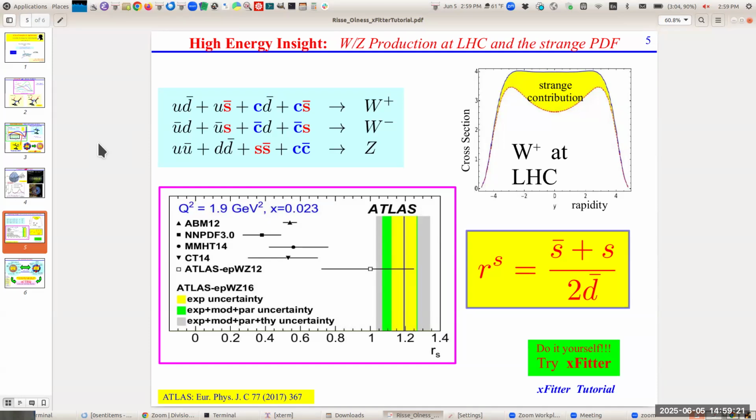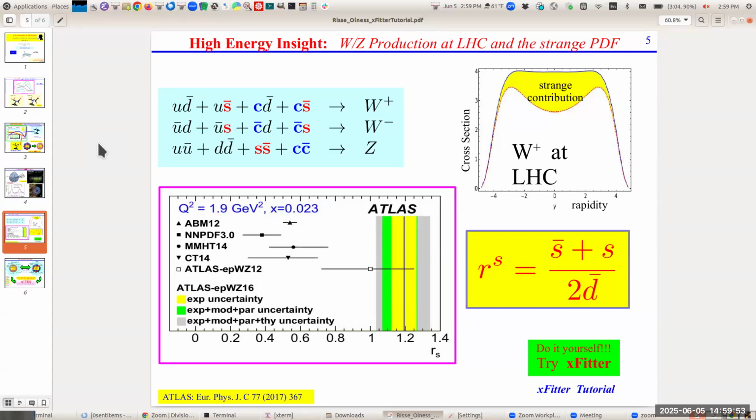And here's a cartoon of the strange quark distribution for the W plus rapidity versus the LHC. And here is a ratio. It's the ratio basically of S plus S bar over twice the D bar. What this tells you is, as I said before, because the strange is heavy, you expect the strange on average to be about half the D bar or half the U bar. And that's what people expected, and that's what they measured from the fixed target experiments.